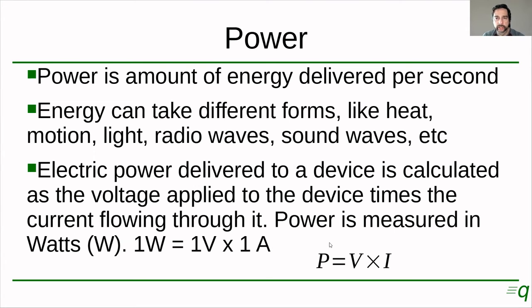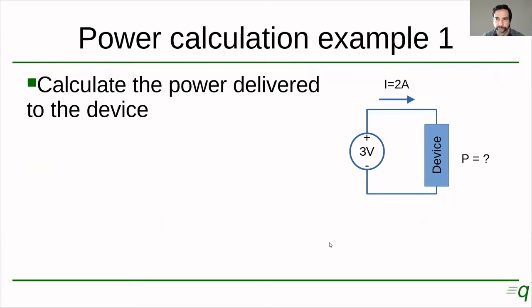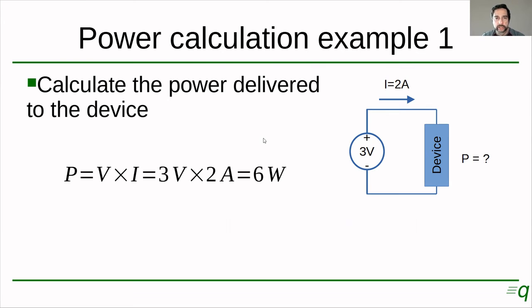Let's have a look at one quick example. So we have a 3 volt power supply, and it is supplying 2 amps to this device, and we want to know how much power that is. So that's simple enough. Power is voltage times current. That's 3 volts times 2 amps. That's 6 watts delivered to this device. All right.